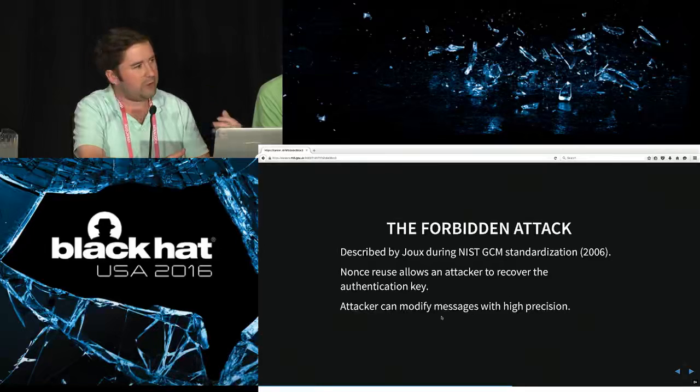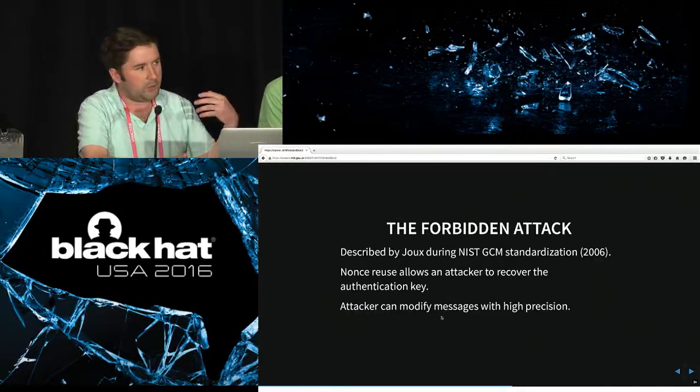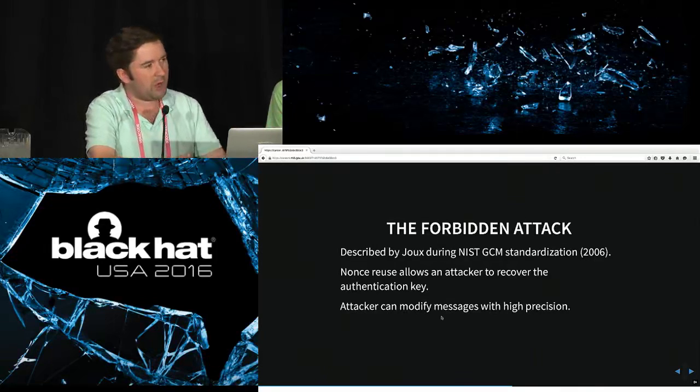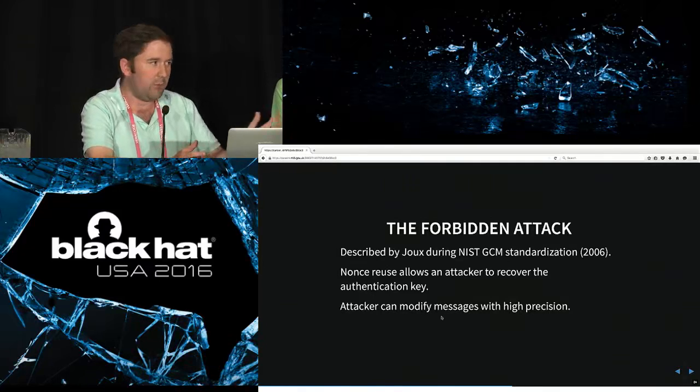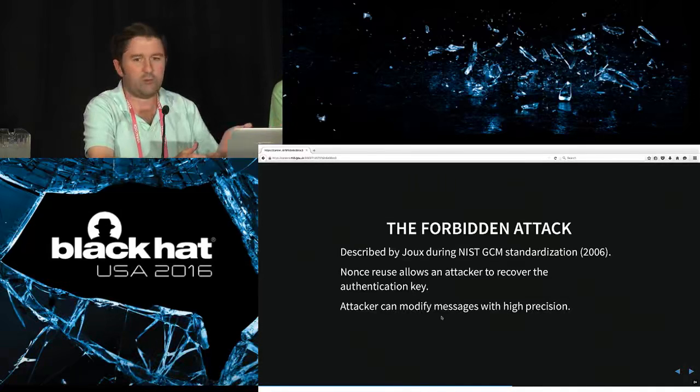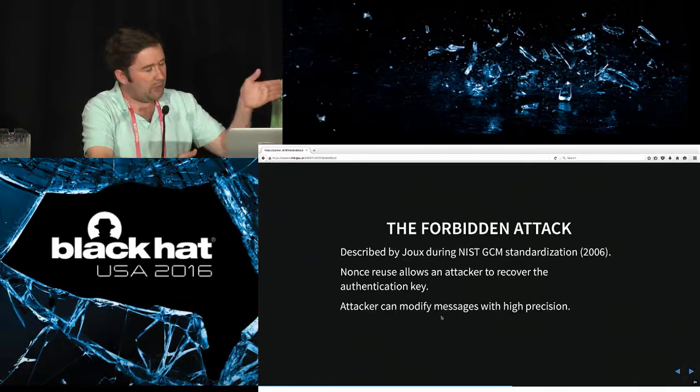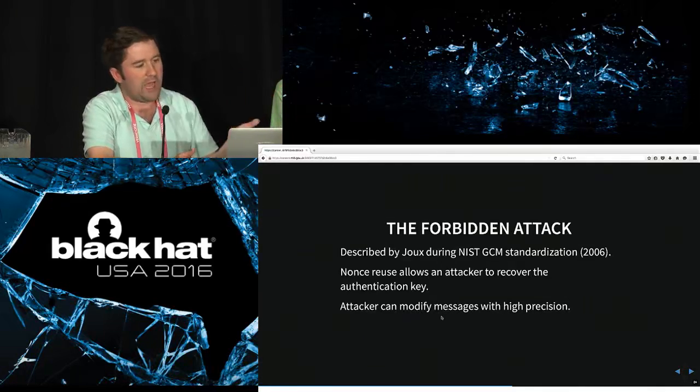During the NIST standardization process of GCM, they requested comments from a bunch of different cryptographers. We saw some comments from Niels Ferguson earlier, basically saying don't use GCM. Another set of comments came from Antoine Joux, and he basically showed how, in the case of nonce reuse under GCM, it's a catastrophic failure that allows the attacker to forge messages arbitrarily. And since the encryption component of GCM is essentially just a stream cipher mode, the attacker can modify messages with high granularity.